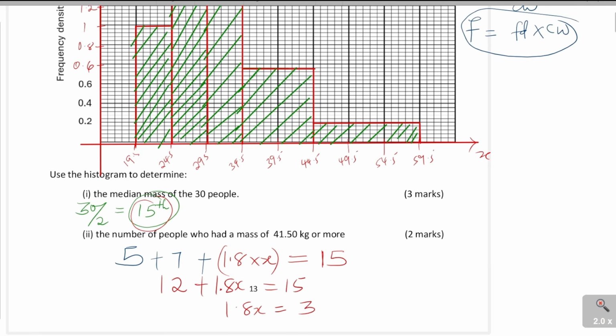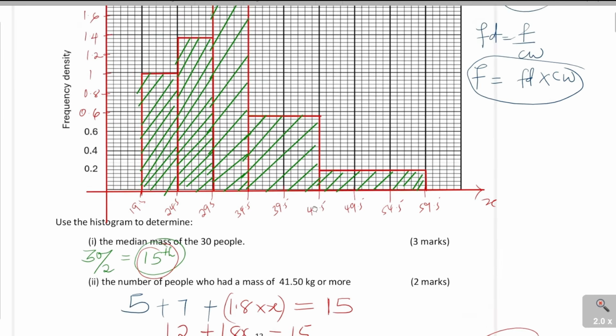That is 15 subtract 12. And then x, therefore, will give 3 divided by 1.8. And this will give 1.6667. So this is the class width that we need, because the class is here.